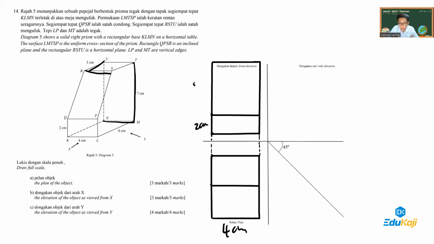2 cm here, here 5 cm. And this right here will match to the elevation view. So this side should match as well.